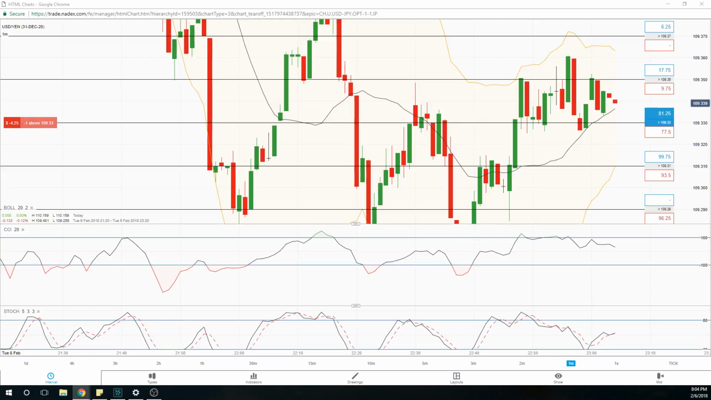I'm thinking of exiting early because I don't think it's going to stay down. So I'm going to exit early and cut my profits. I'm not going to let it run. I don't think it's going to stay below that line.